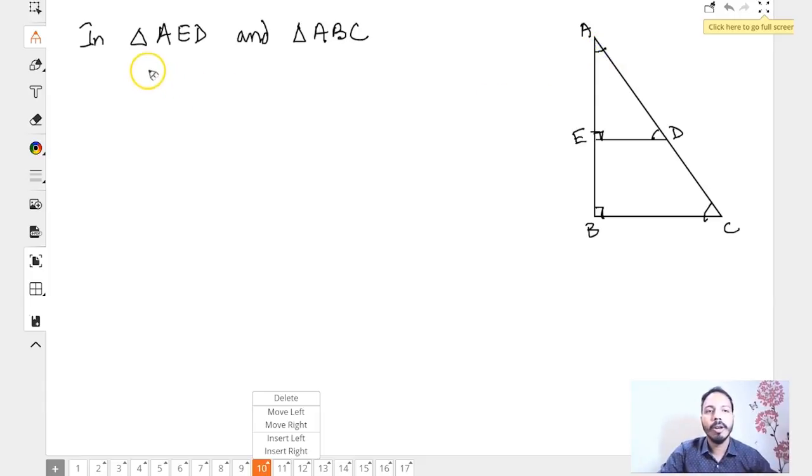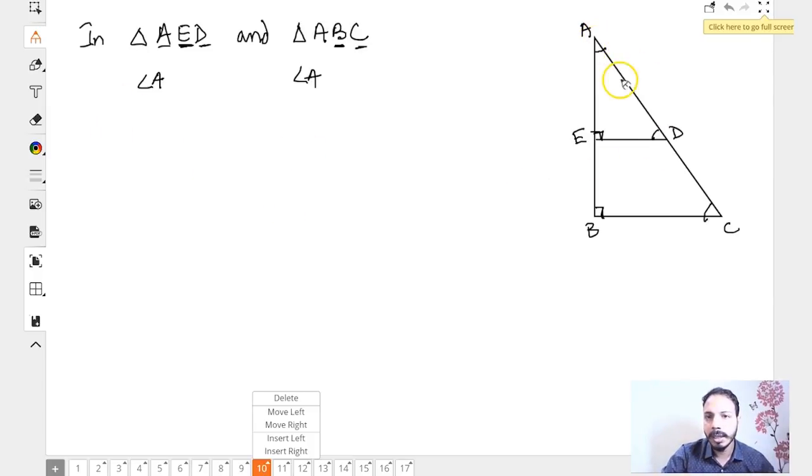So that means angle A here is equal to angle A, that is common, and angle E here is equal to angle B, and angle D is equal to angle C. That means I can say that all the angles of these two triangles are equal. So these two triangles are similar, right? So these are similar triangles, and the property of similar triangles is that the sides are always in ratio.